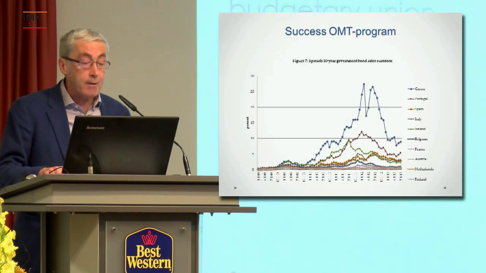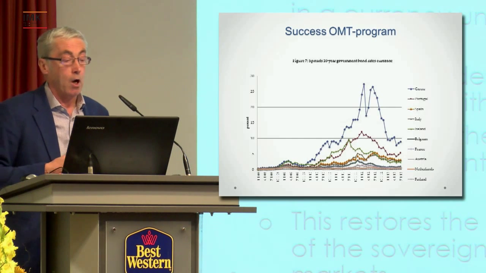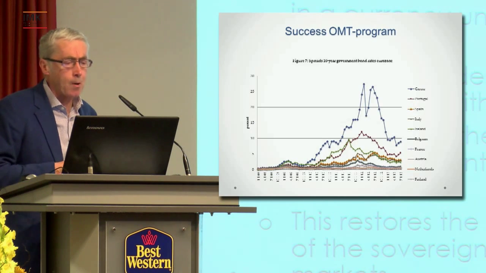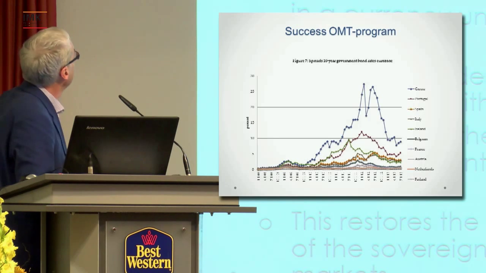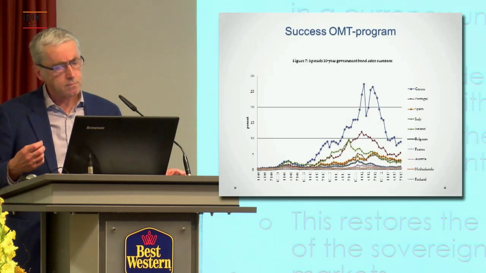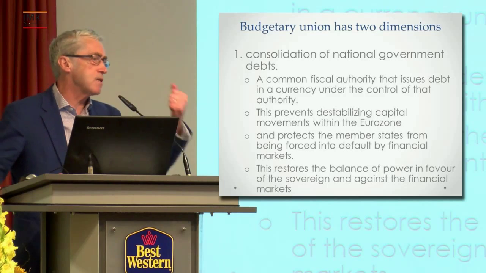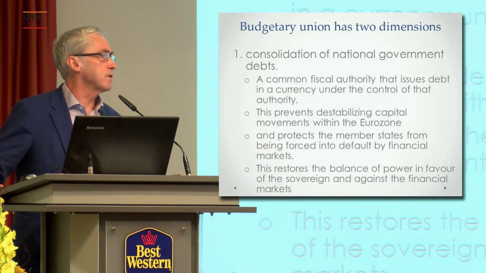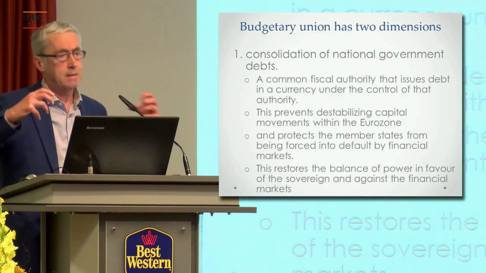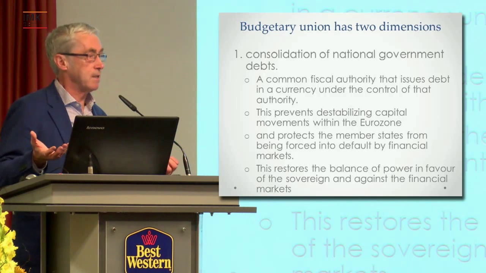So let me turn to the final point, a political union, but I see that I don't have much time to say what I wanted to say about this. Anyway, let me say the following. Budgetary union has 2 dimensions. One has to do with consolidation of government debts. So my analysis has been that one of the problems of the Eurozone is that governments have their own national debt, right? But it's not backed up by a central bank willing to provide liquidity.